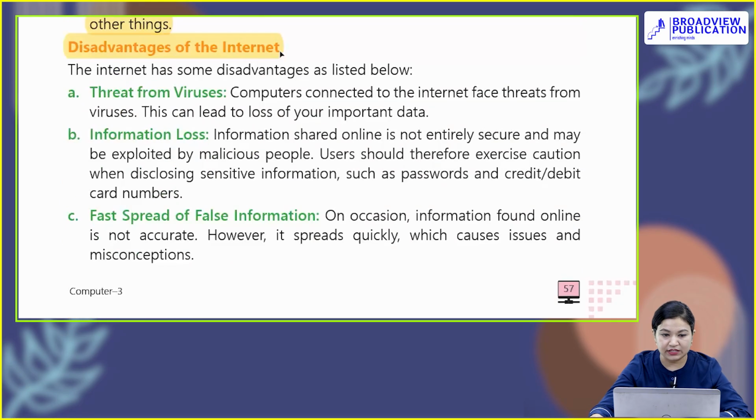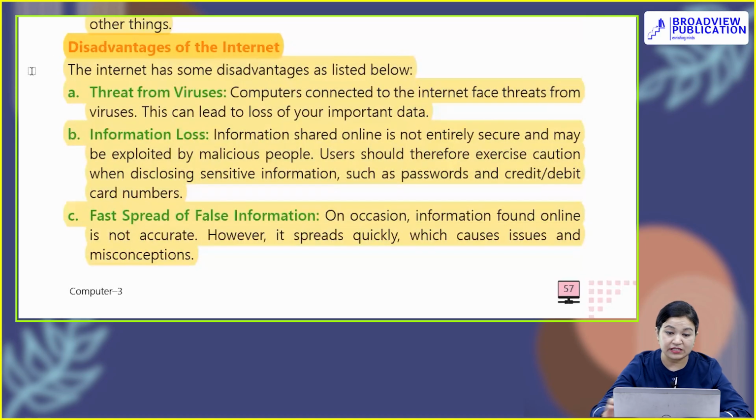Now let's discuss the disadvantages of the internet. The internet has some disadvantages as listed below. Threat from viruses. The computers connected to the internet face threats from viruses. This can lead to loss of your important data, because we access internet and we go to some websites which are not authentic, which are not reliable, and when we download some content from these websites, we can get the virus from these sites.